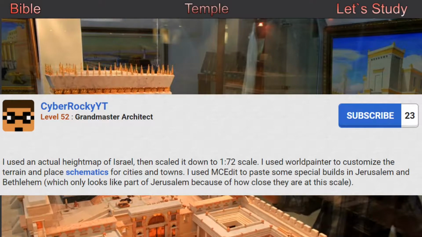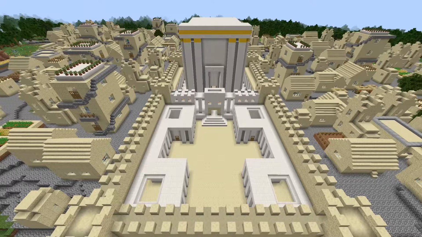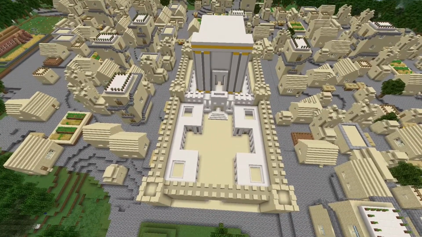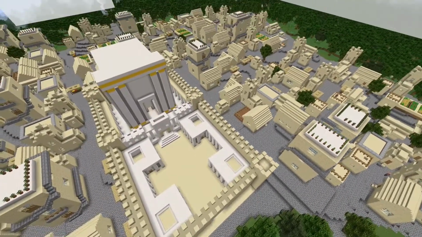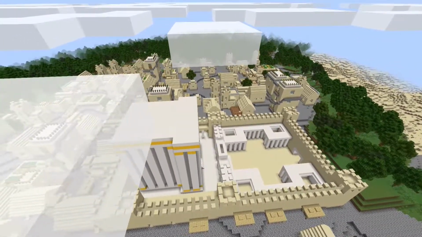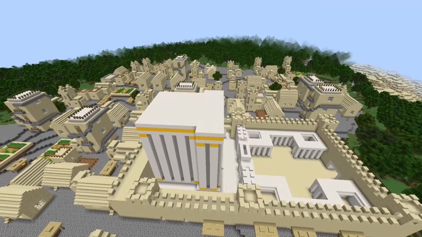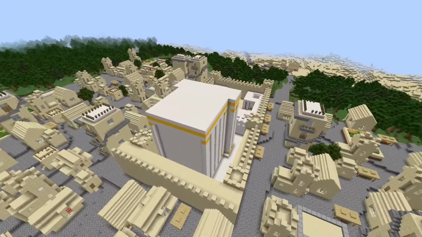This is the guy that made the map of this model of Jerusalem's Temple. This is actually the second temple, and it's very interesting. It seems to be, for the most part, correct. It's got one main entry there, and it's got 3 entries on the sides.